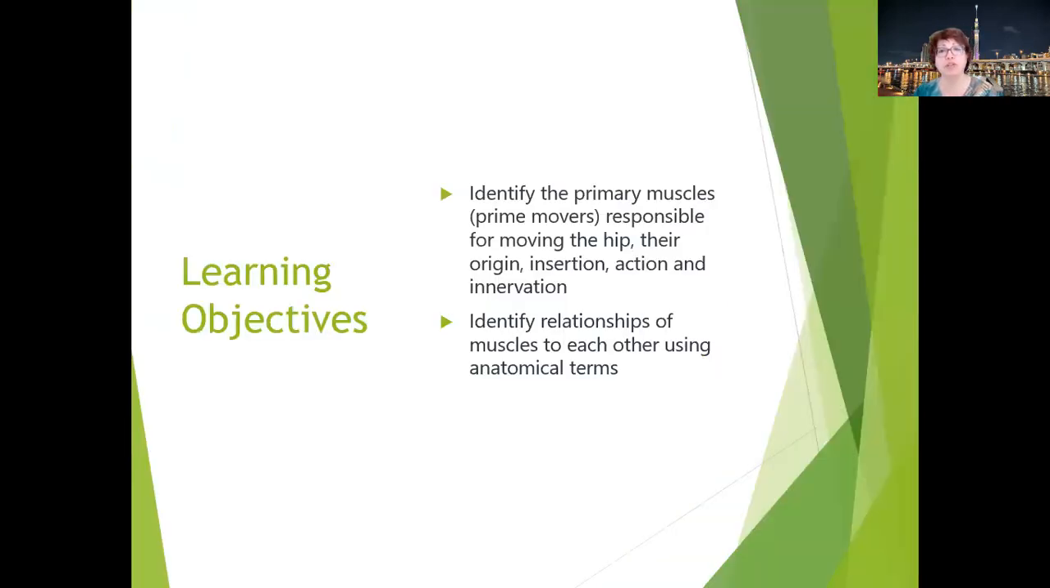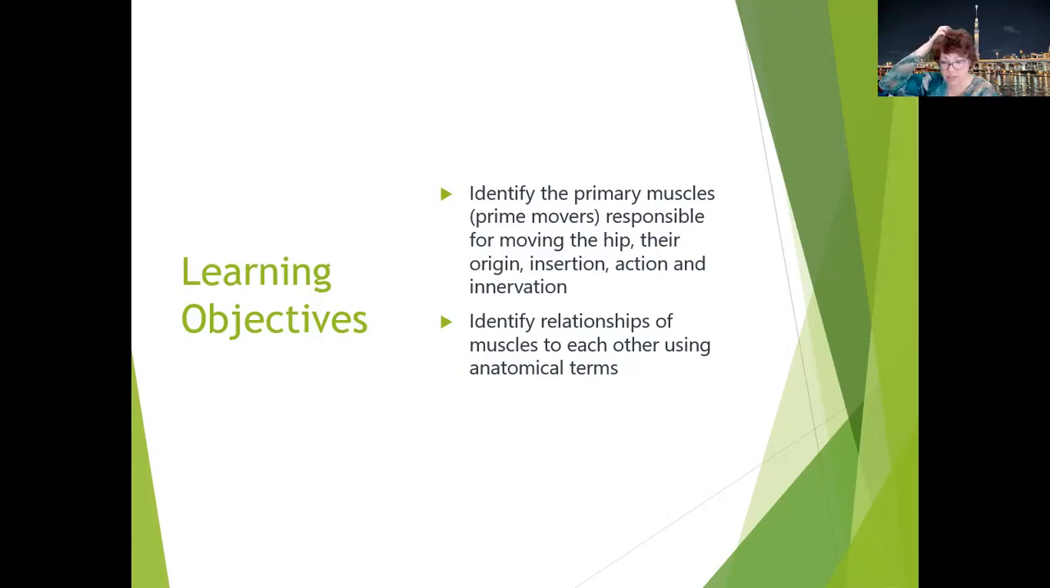So for the learning objectives, I want you to be able to identify the primary muscles that are responsible for moving the hip. We refer to them usually as prime movers. So the prime movers for all of the standard hip motions: flexion, extension, ab and adduction, and internal and external rotation. I want you to be able to identify the relationships of the muscles to each other using anatomical terms. So is the muscle deep or superficial to another muscle? Is it superior or inferior, etc.